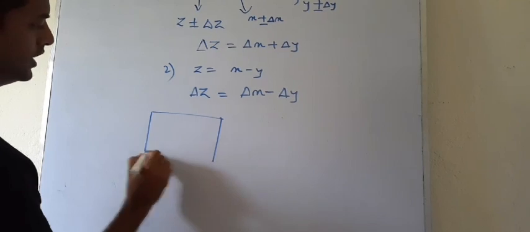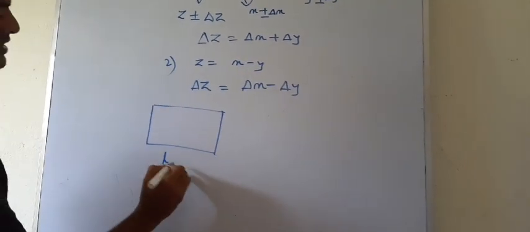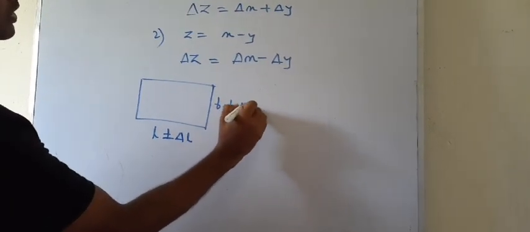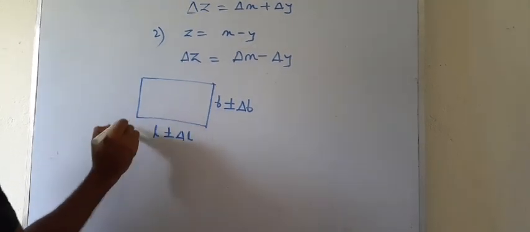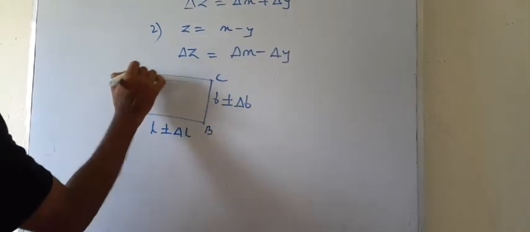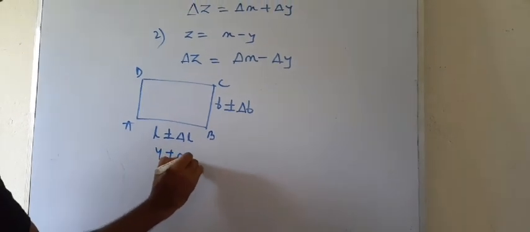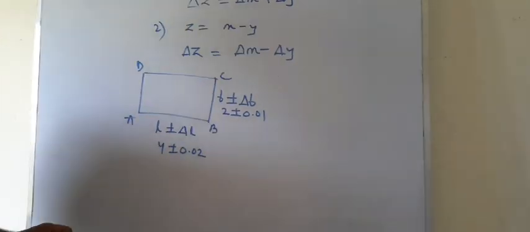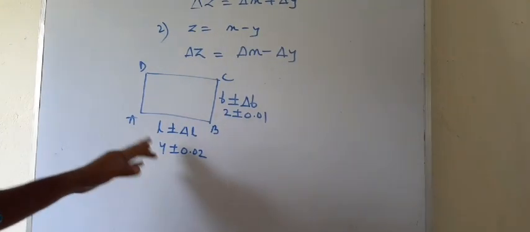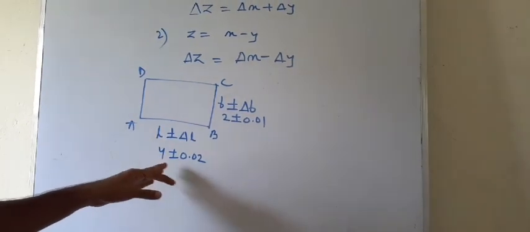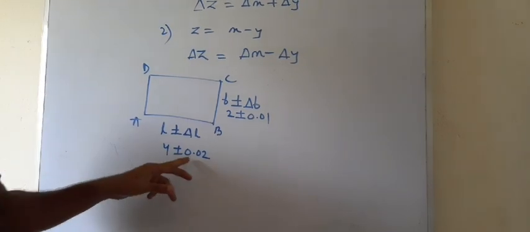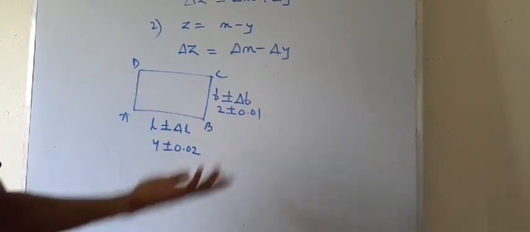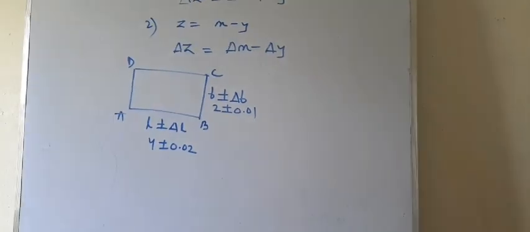Let us consider a rectangle whose length is given as L plus minus delta L and whose breadth is given as B plus minus delta B. For example, let us consider the length of the rectangle ABCD is 4 plus minus 0.02 and breadth is 2 plus minus 0.01 centimeter. It means the absolute value of length is 4 centimeter and the error in estimating the length is 0.02. Similarly, the absolute value of breadth is 2 centimeter and the error in estimating the breadth is 0.01.